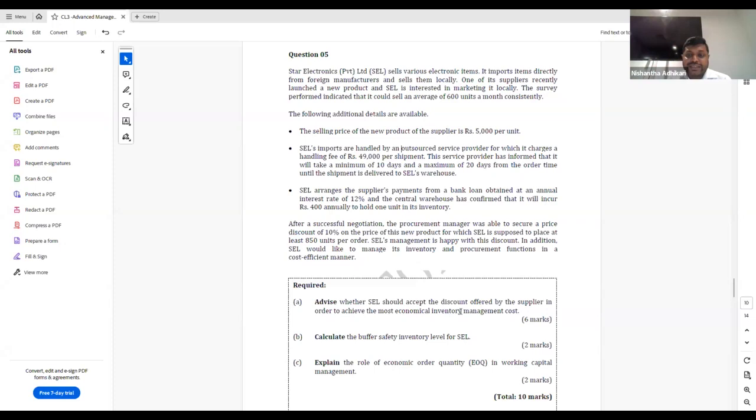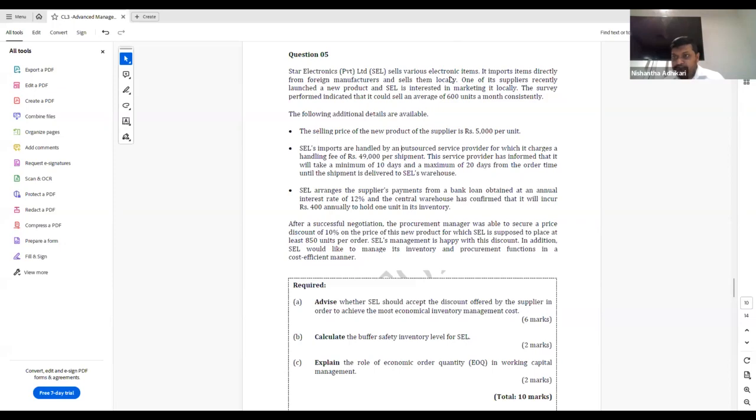Advise whether SCL should accept the discount offered by the supplier in order to achieve the most economical inventory management cost, 6 marks. Calculate buffer and safety inventory level for SCL. Okay. Explain the role of economic order quantity in working capital management. Right. First one, we have to discuss what would be the economic order quantity.